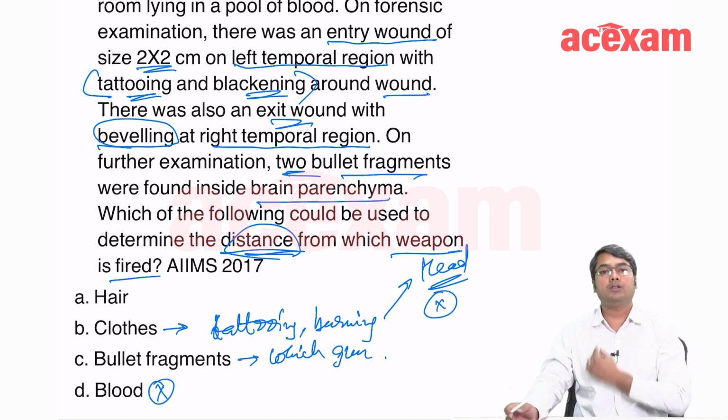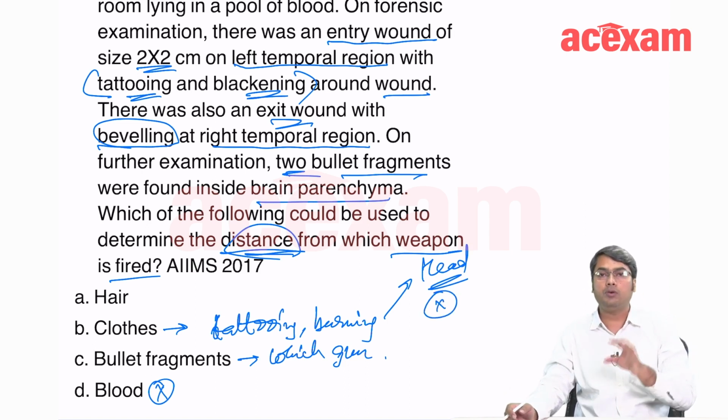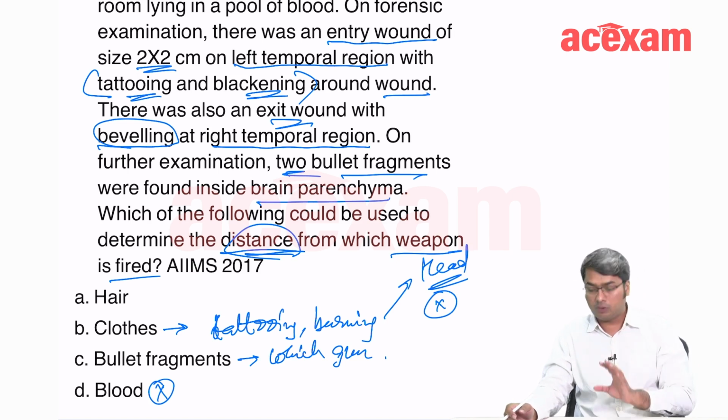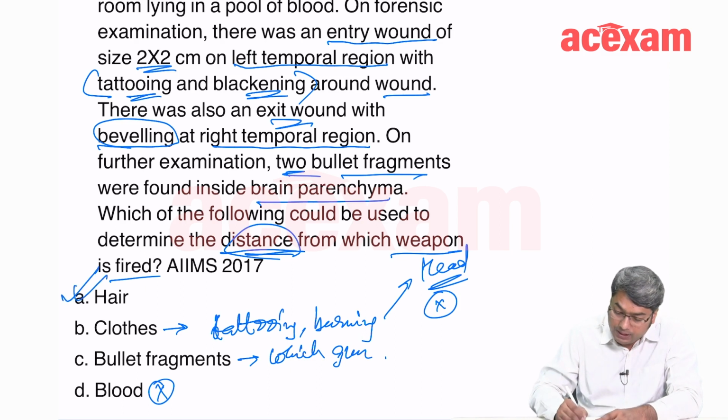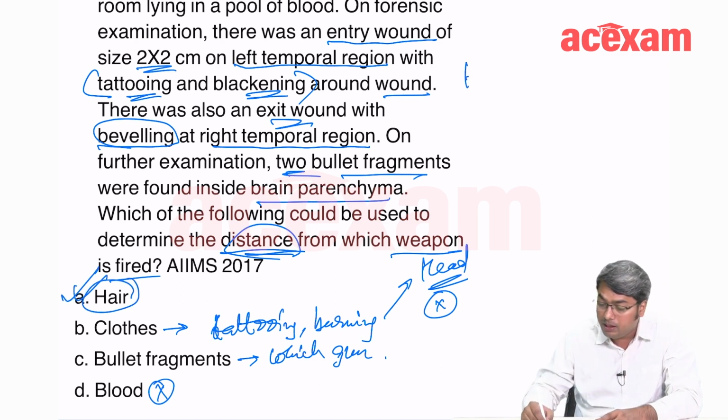If this particular injury was on the chest, then we could have preserved the clothes and we could have checked for this burning, singeing, tattooing from the cloth. But if it is in the hair, if it is directly on the body, such as in this question head, no role of clothes. So, the only option we are left with is hair. How can hair help here? Hair can help because we will see singeing.